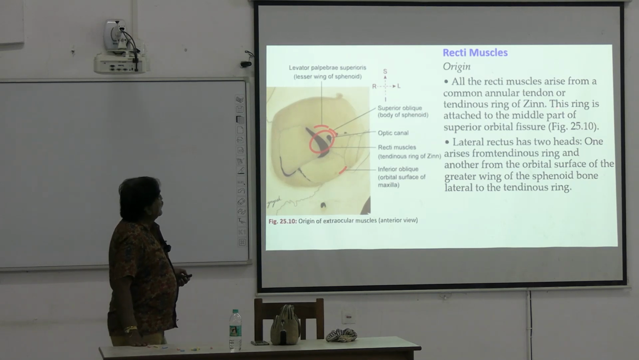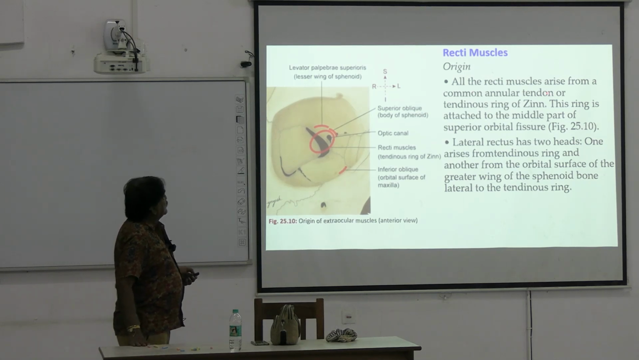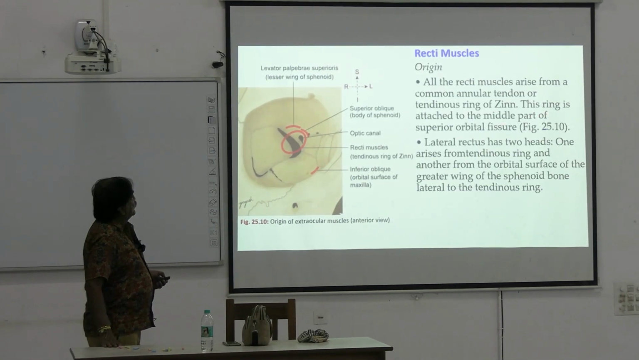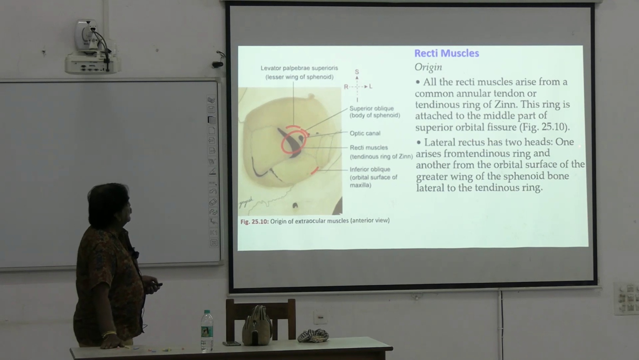Now, all the recti muscles arise from the common annular tendon or tendinous ring of Zinn. This ring is attached to the middle part of the superior orbital fissure. See the middle part of the superior orbital fissure. And lateral rectus has two heads. One arises from the tendinous ring, another from the orbital surface of the greater wing of sphenoid, lateral to the tendinous ring.